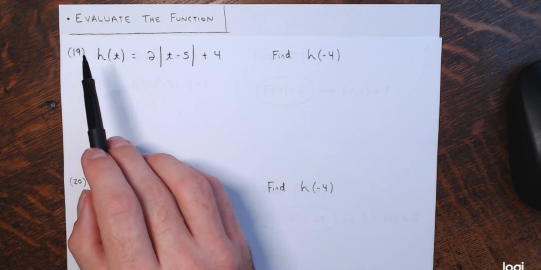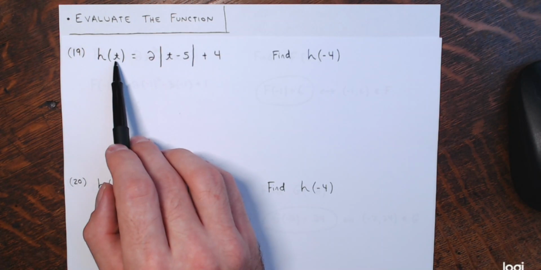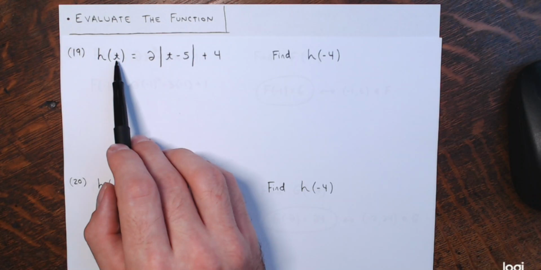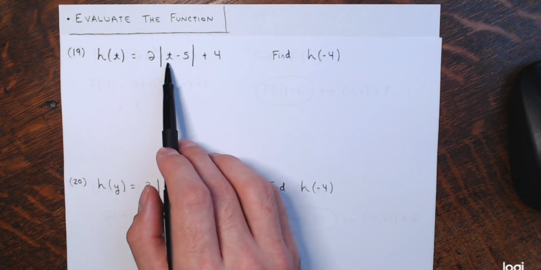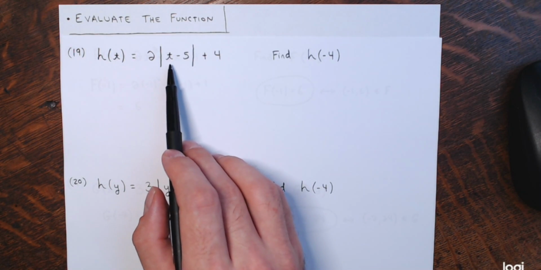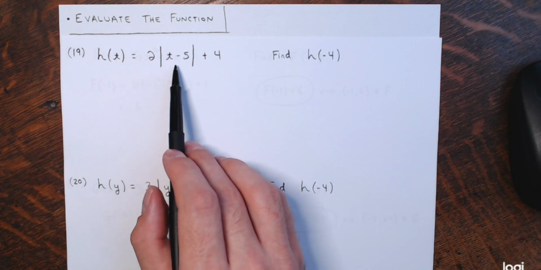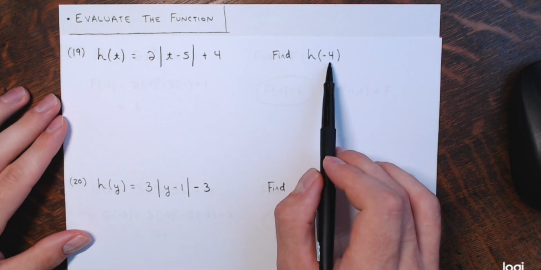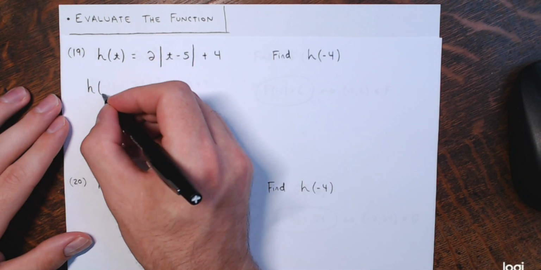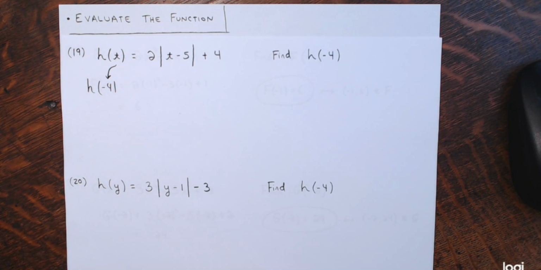Number 19. The function is called little h. The input variable is t, not x. And notice that because it's h of t, a function of t, the expression on the other side depends on t, not x. So h of t is 2 times the absolute value of t minus 5 plus 4. And we're asked to find the value of h when the input is -4. So what's the value of h when t is -4, not x. There are no x's here.